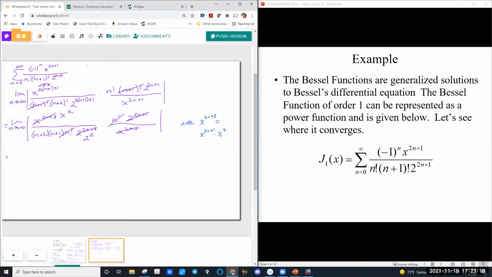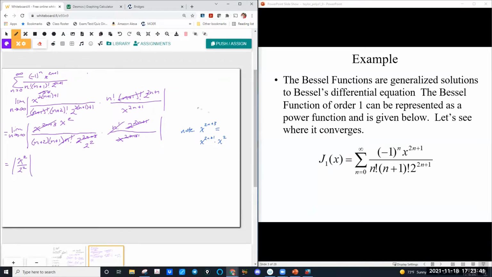Now, just like I did before, I'm going to pull out anything that doesn't depend on n: the x squared and the 2 squared. X squared over 2 squared, which will change to 4 in a second. Now, if you remember last time, I put this in absolute values. Because it's x squared, you don't need those absolute values because x squared is already always going to be positive. It does not make it wrong if you do, but you don't need them.